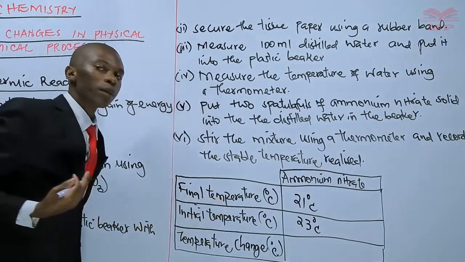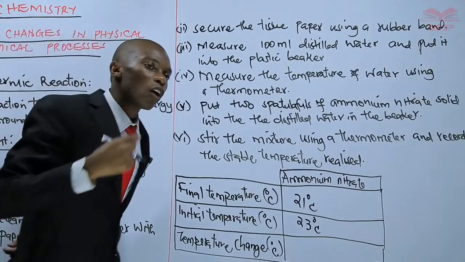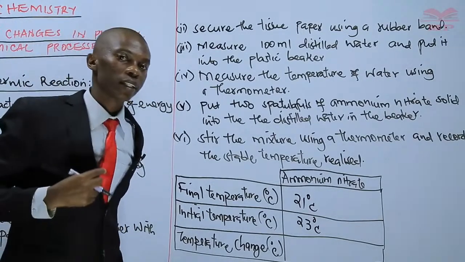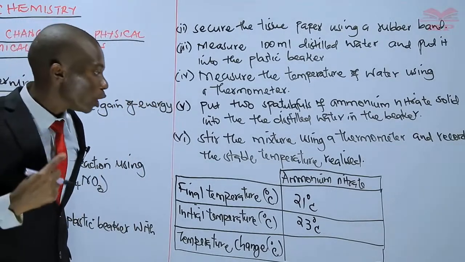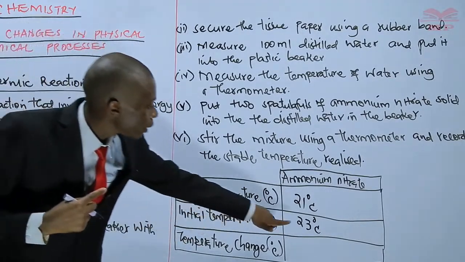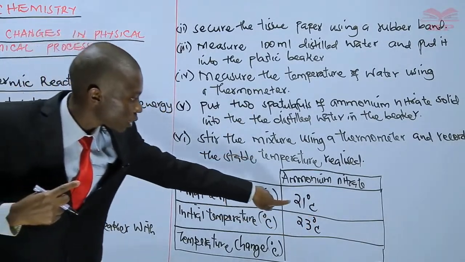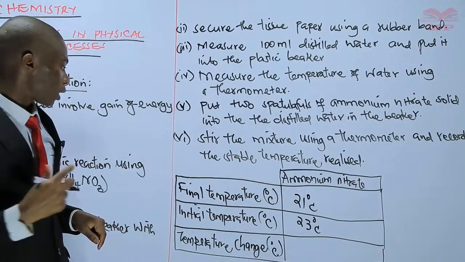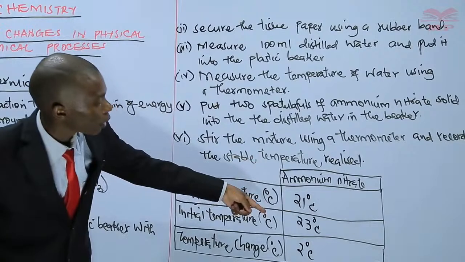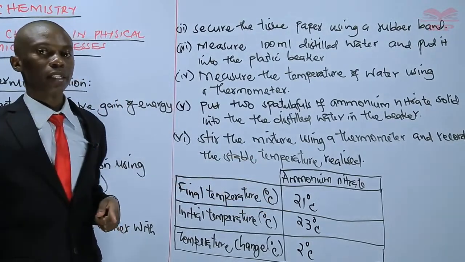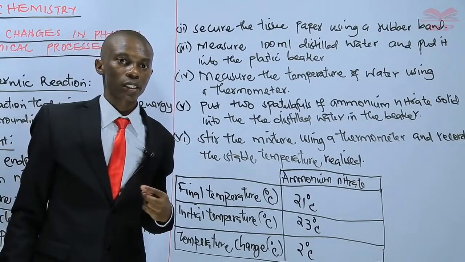So the initial temperature, or the temperature of water, was 23 degrees Celsius. Then the temperature of the mixture was 21 degrees Celsius. So our temperature change will be 23 degrees Celsius minus the final temperature, which is 21 degrees Celsius, and you'll get 2 degrees Celsius.